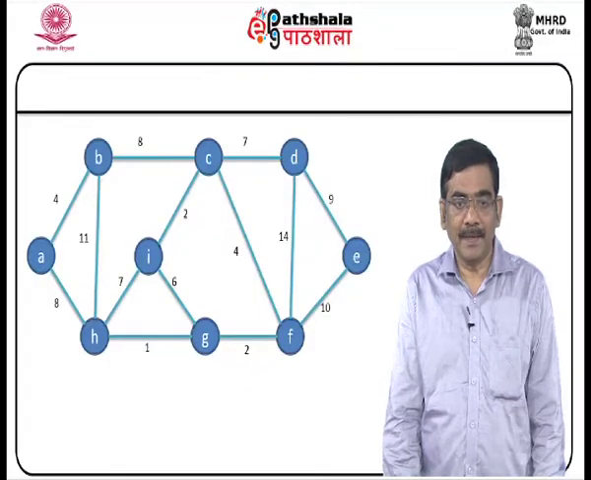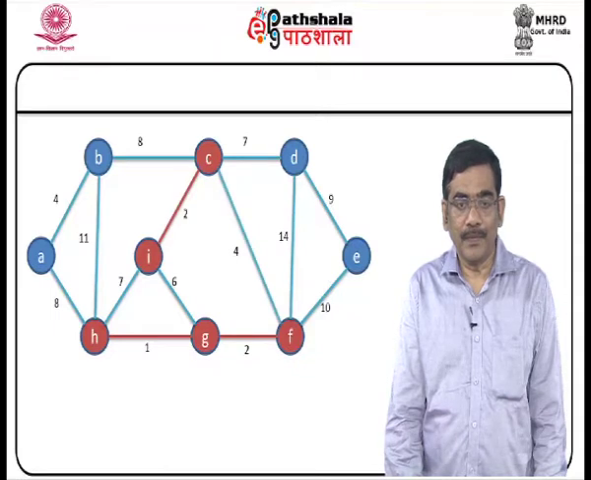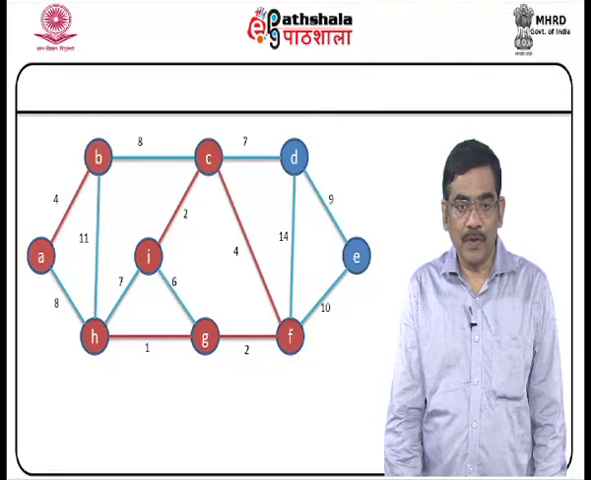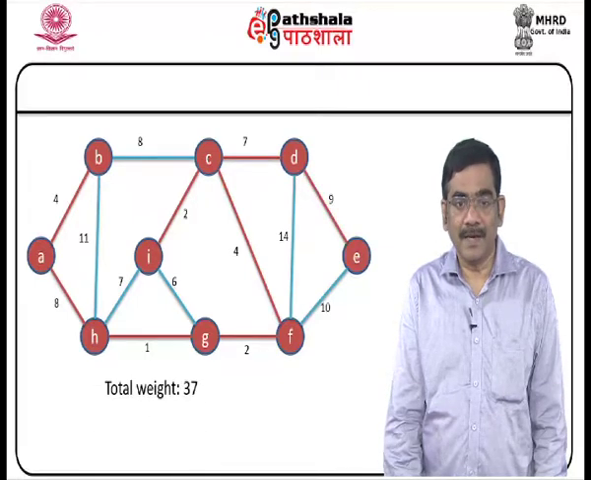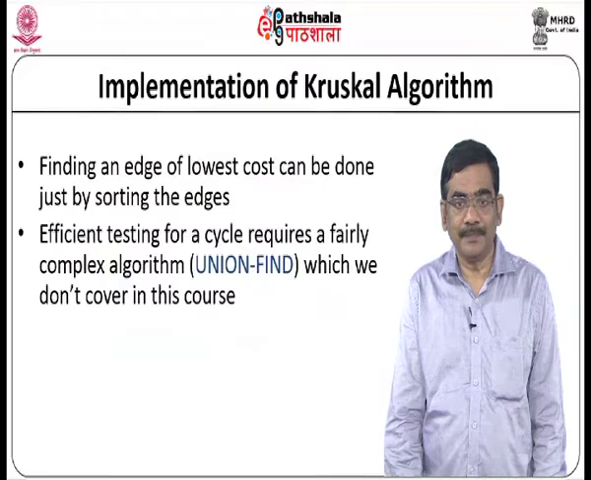This is another example. Again you can quickly go through the animation. Wherever we have the least cost, we are adding that. Whenever the addition causes a cycle, we skip it. You can see that it looks for least cost edges, and finally the total cost is going to be 37. So, this is the answer for this.